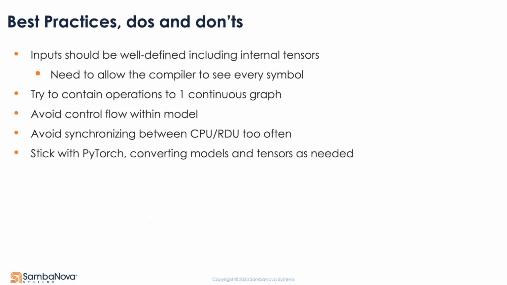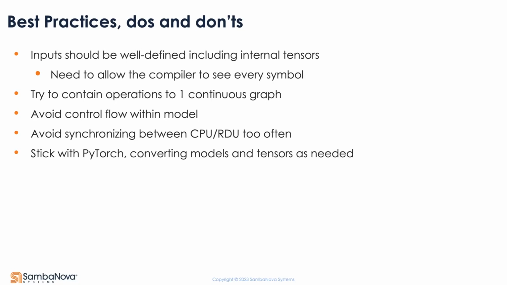And now some best practices. Your inputs should be well defined, which also means the internal tensors in the model. The compiler has to see every symbol in order to effectively and optimally map the graph onto the chip. This usually isn't too hard to know. If you're familiar with your model and your data, then you know what the inputs will look like. So you just make dummy tensors of that shape.